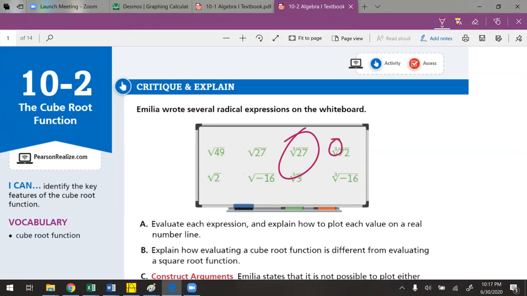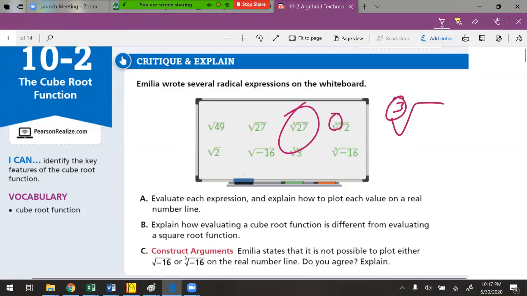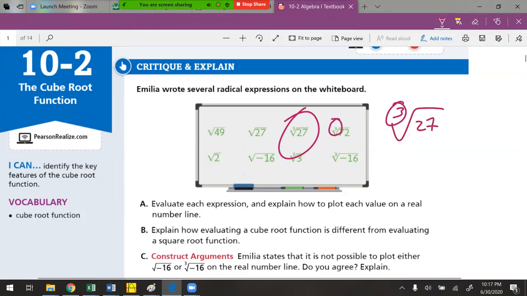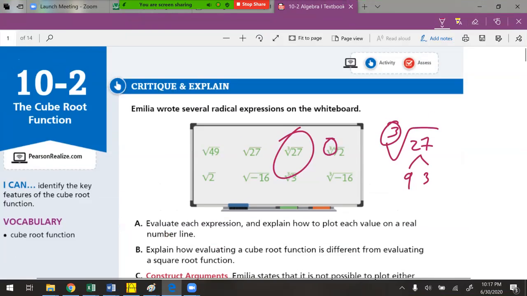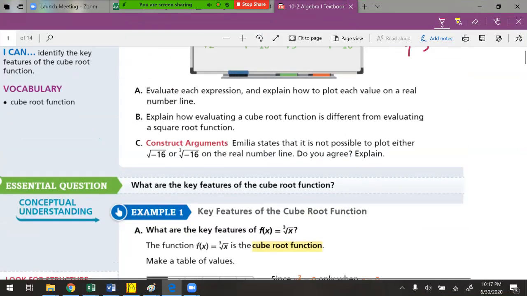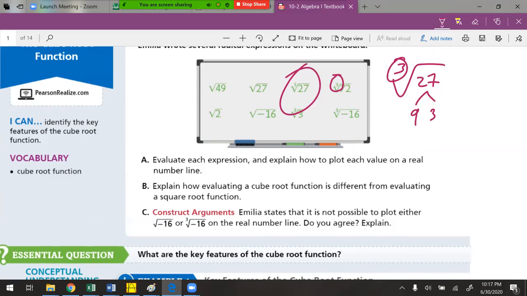Let's focus on this one, the cube root of 27. Since there's a 3 on the outside, we need 3 of the same number. 27 breaks down to 9 and 3. 9 breaks down to 3 and 3. Now I've got 3 of the same, meaning that the answer is going to be 3. That's very important to understand. The number outside the radical indicates I need that many of the same number.